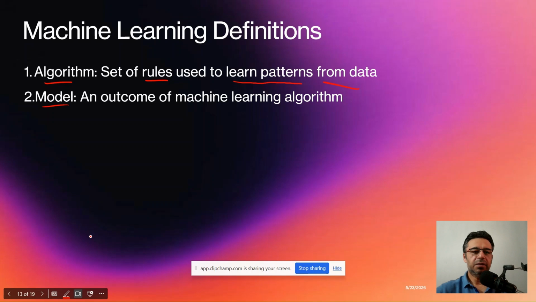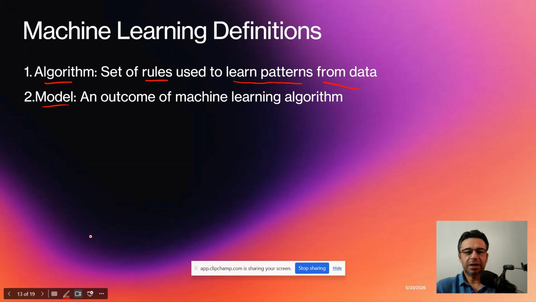Then the next one we have is the model. Basically you will determine which algorithm to use, and based on that the machine will learn the patterns from the data, and later on there will be an outcome. Once you apply the algorithm on the data, the model will be the outcome of that. So an outcome of a machine learning algorithm is the trained model. You will have the data and the algorithm, and you will use some logic and calculation, and the trained model will be the output.